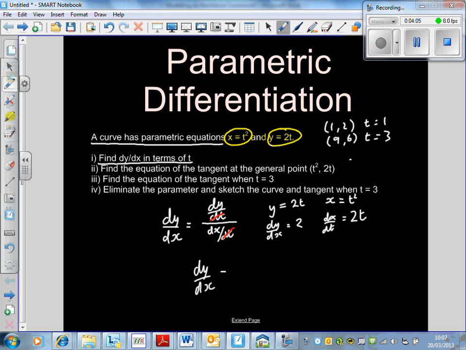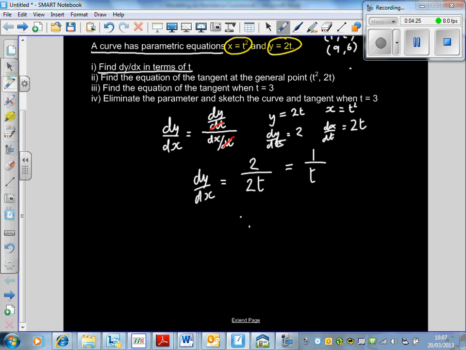So dy dx is equal to, well, dy dt is, oh sorry, that should be t there. My mistake. dy dt is 2 all over dx dt, which is 2t. Can we simplify that at all, Celine? 1 over t, yeah. Okay, so dy dx in terms of t is 1 over t. So that's part 1 finished.